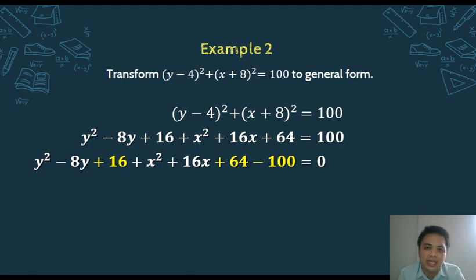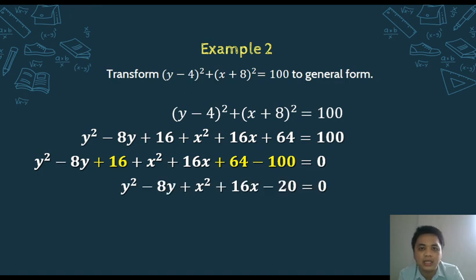So, 16 plus 64 minus 100, this will become negative 20. 16 plus 64 is 80. Minus 100, that's negative 20. So, you have y squared minus 8y plus x squared plus 16x minus 20 equals 0.